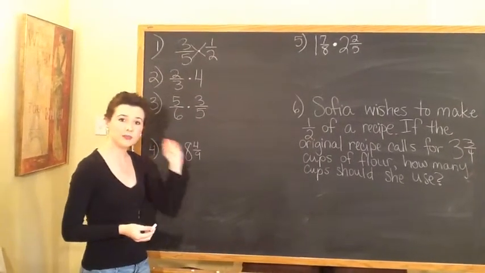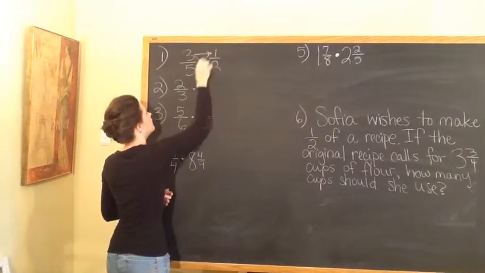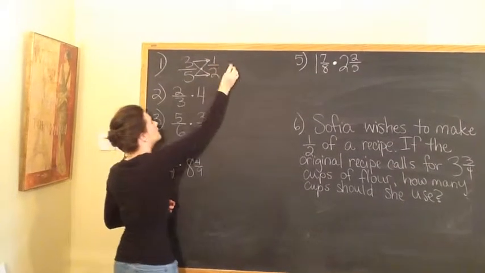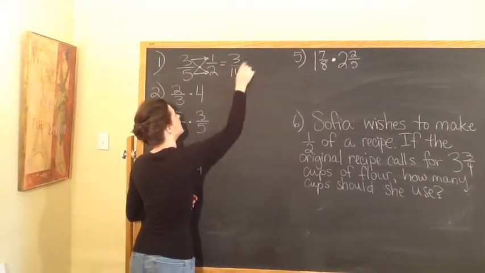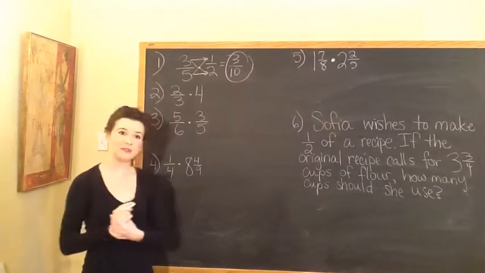So now all I have to do is multiply straight across. 3 times 1 is going to give me 3, and then 5 times 2 is going to give me 10. So 3/10 is our final answer.